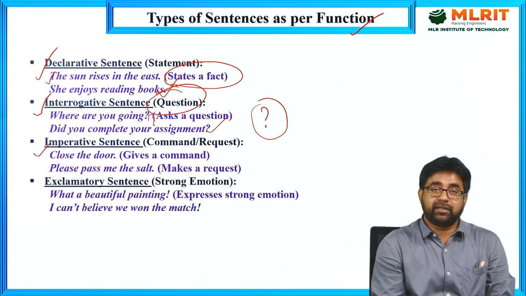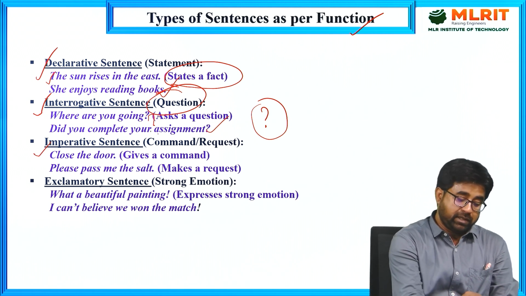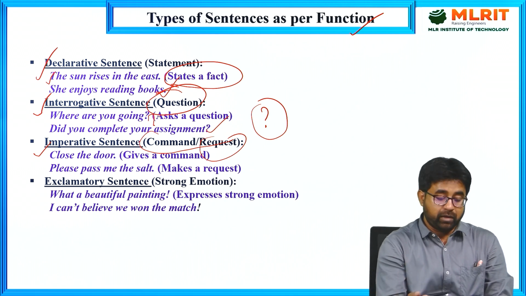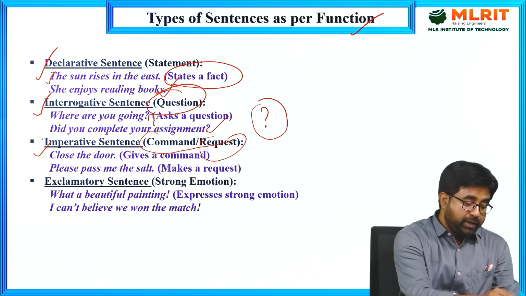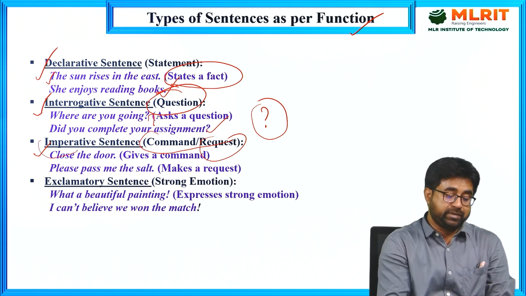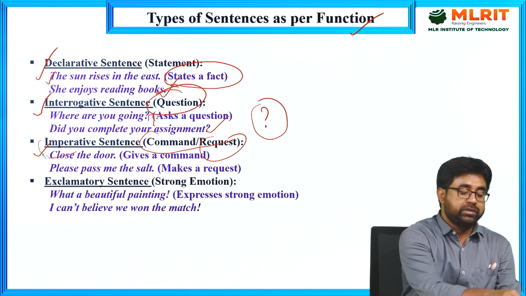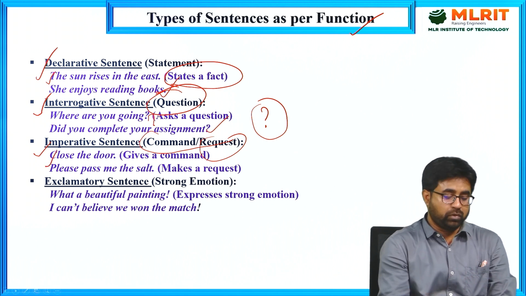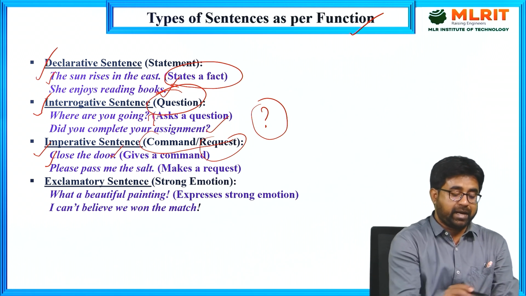Imperative sentences are there. What are imperative sentences? We use them in order to command or request. So if we have to give an order or make a request, we usually use an imperative sentence. See the example here: close the door. I am giving a command here, or ordering someone to close the door. So this is an imperative sentence.